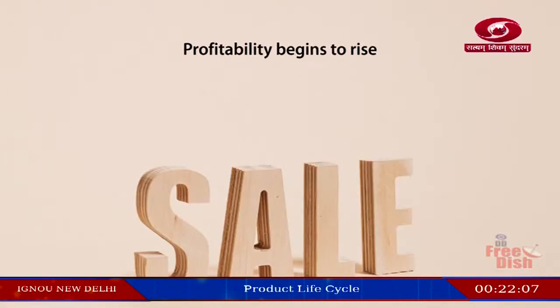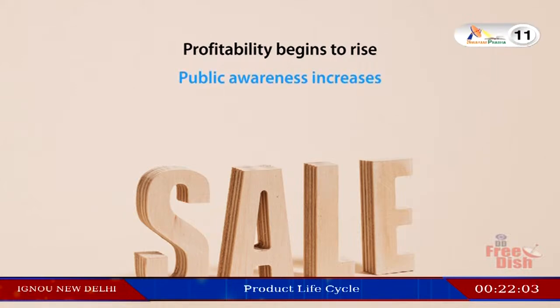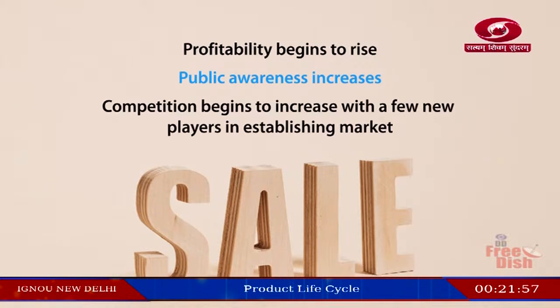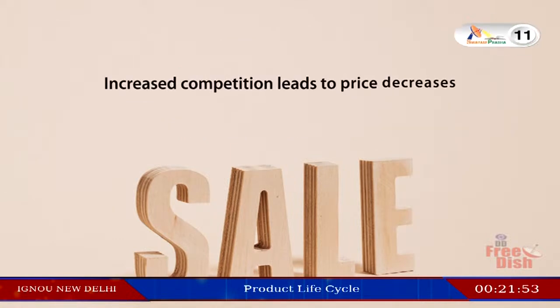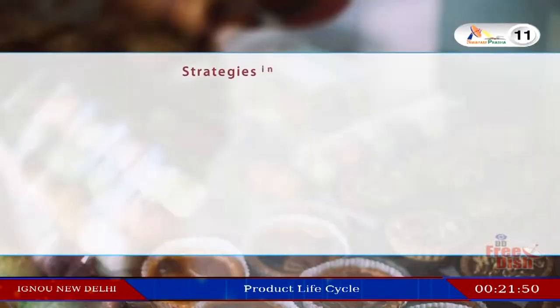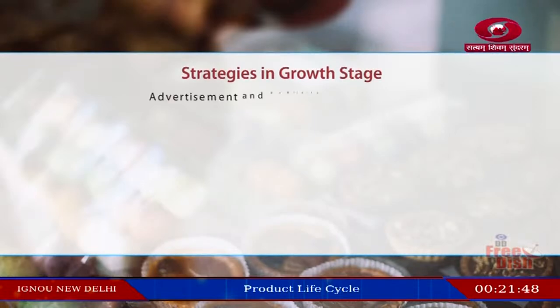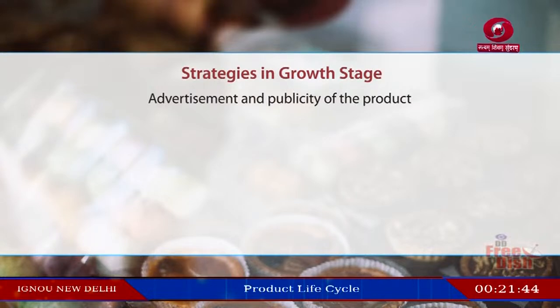And when the profitability begins to rise, and more and more people are using it, then public awareness also increases. So word of mouth, publicity, that is also there. At this stage, as a characteristic, the competition also increases, and increased competition leads to price decreases. So keeping this in mind, what kind of strategy would you formulate as a marketer? It would be advertisement and publicity of the product. That you have to keep on doing.